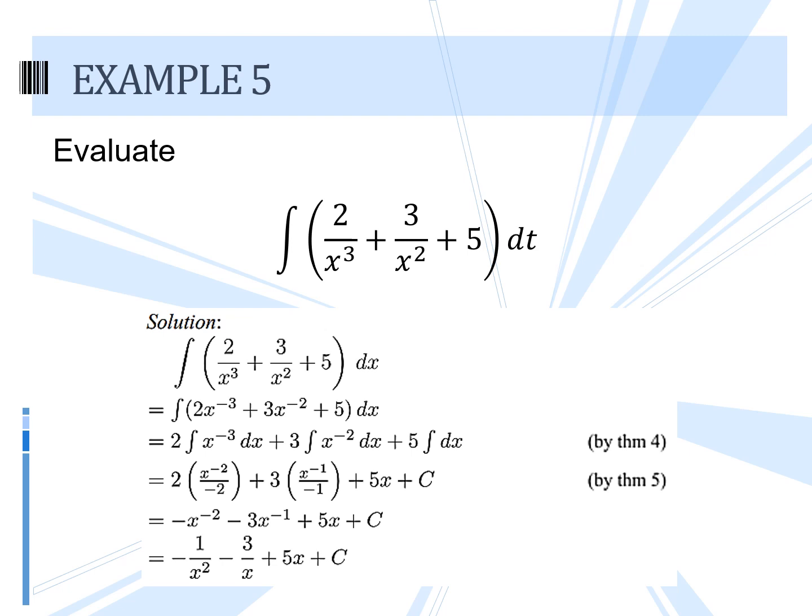By theorem 5, we have 2 times x raised to negative 2 over negative 2 plus 3 times the quantity x raised to negative 1 over negative 1 plus 5x plus c. Therefore, the value of the integral is negative 1 over x squared minus 3 over x plus 5x plus c.